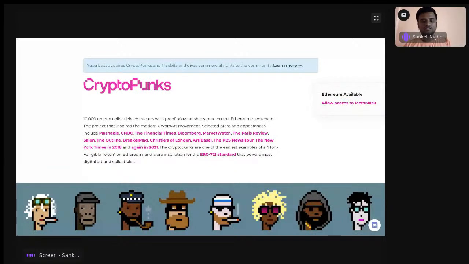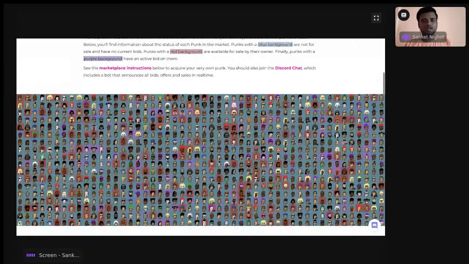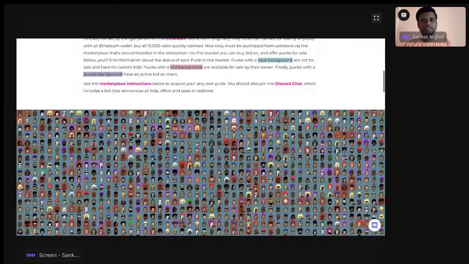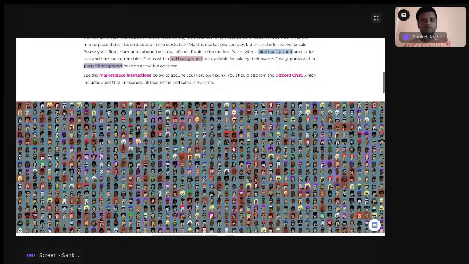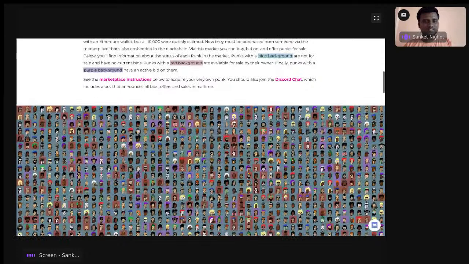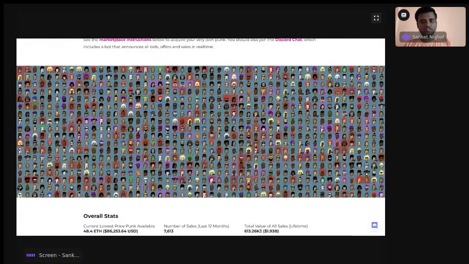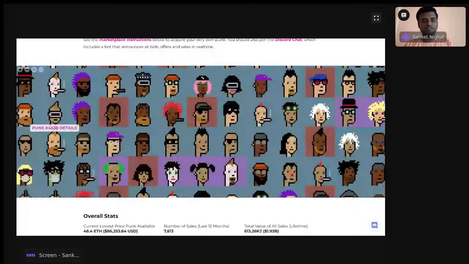They have 10,000 NFTs, and you can see that the blue backgrounds are not for sale, the red ones are available for sale, and the purple ones are active for bid. So these are the NFTs, and you can see how they look. You will not find any two NFTs which are similar.